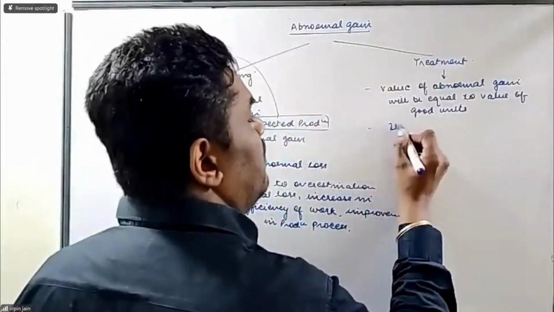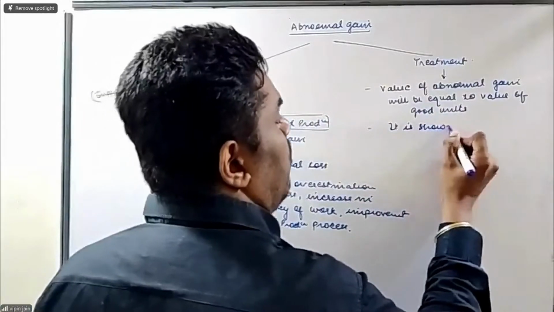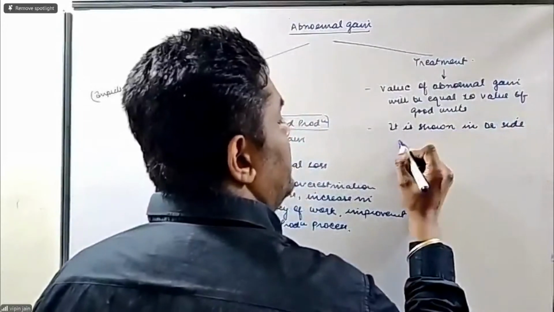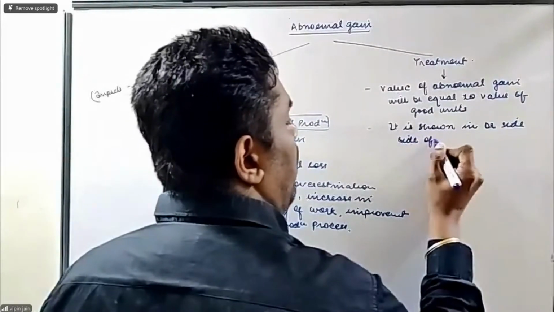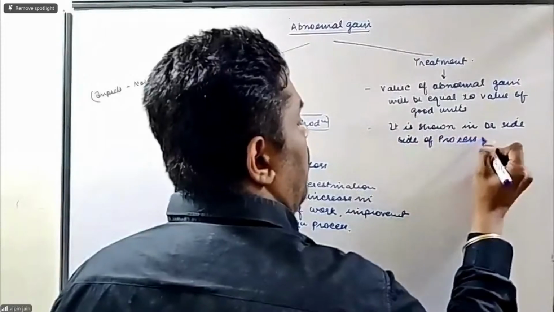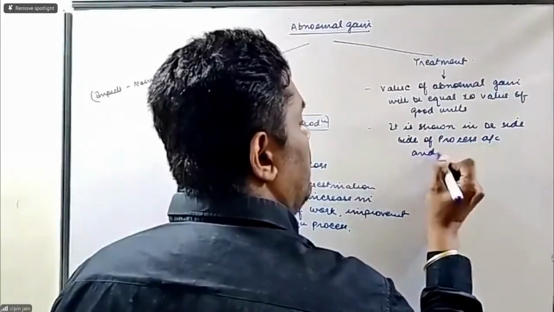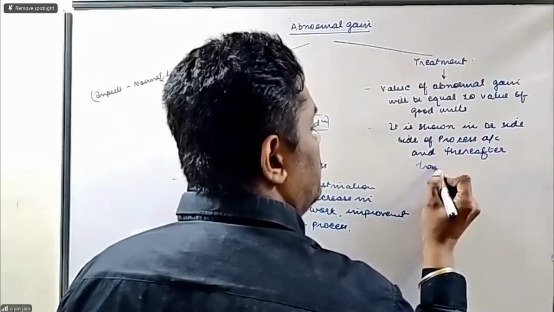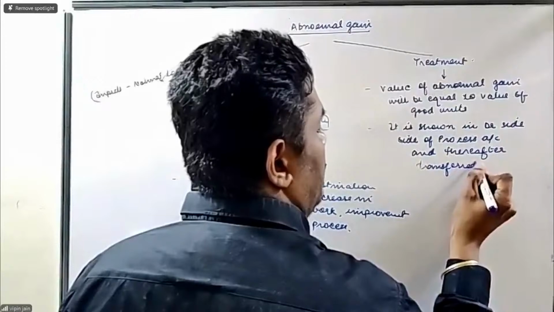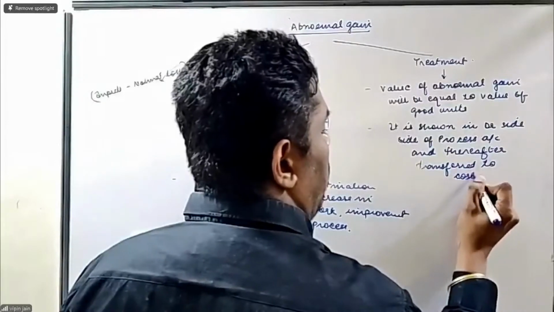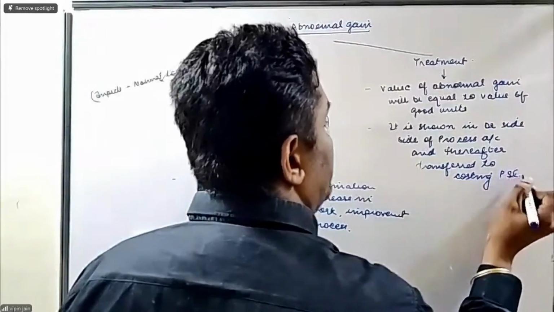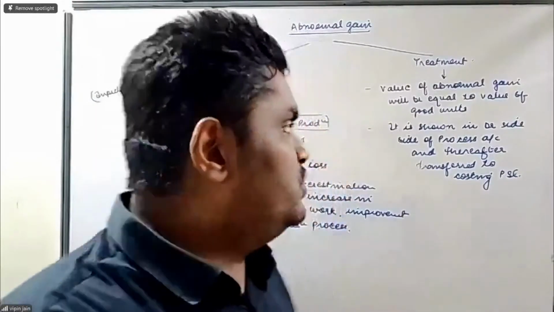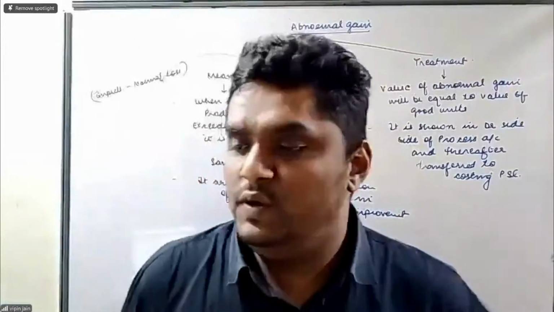Further, it is shown on the debit side of the process account and thereafter transferred to costing P&L. प्रोडक्ट कॉस्ट के ऊपर कुछ भी इंपैक्ट नहीं आएगा. It is to be shown in the debit side of process account and thereafter transferred to costing P&L.